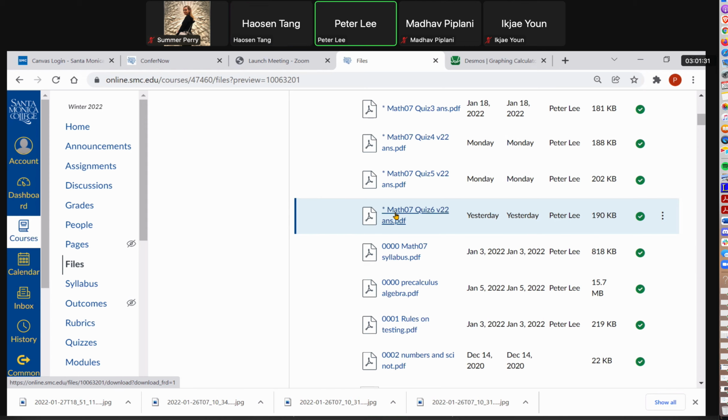Okay, so where did you send the solution? Your email address. To my smc.edu email address? Yes, under computer, not under Canvas mail. Yes, I think so.